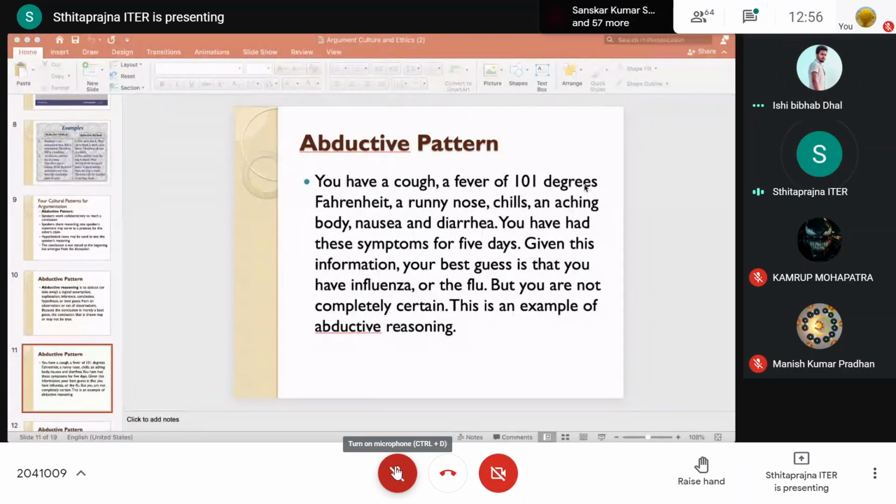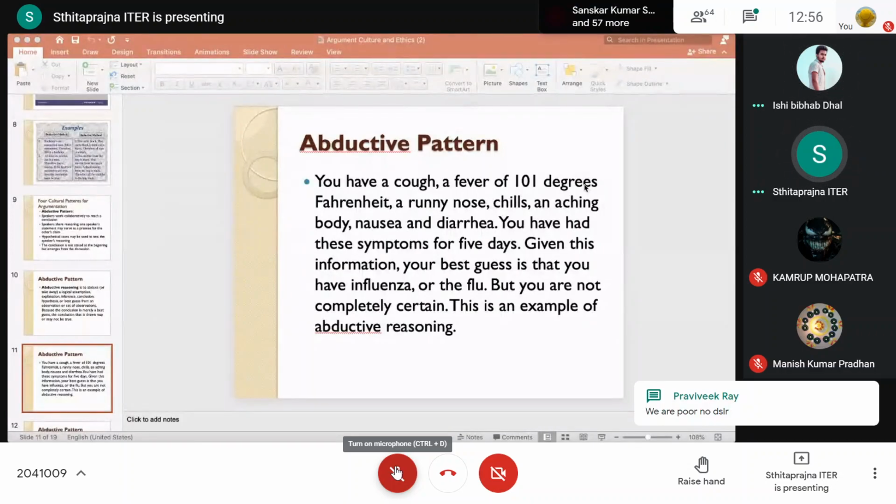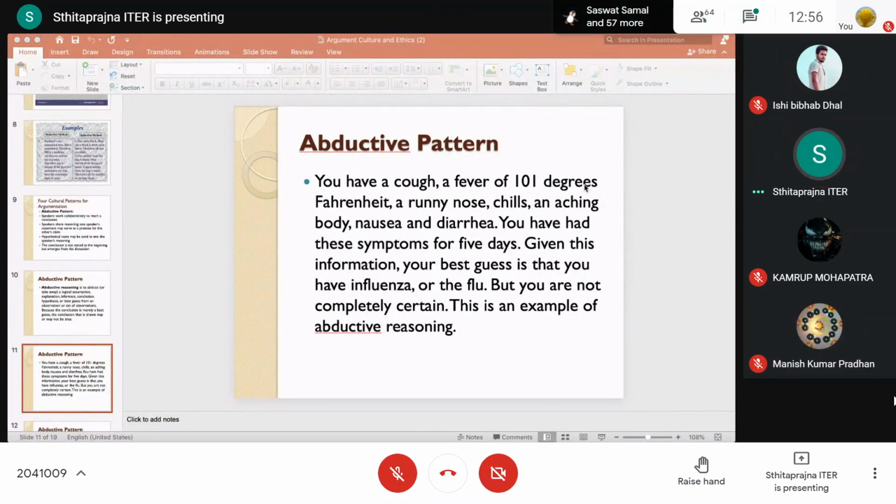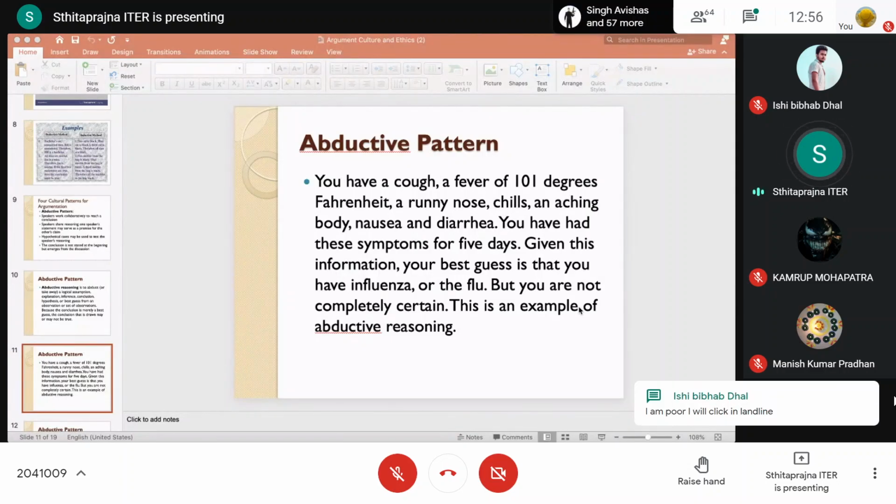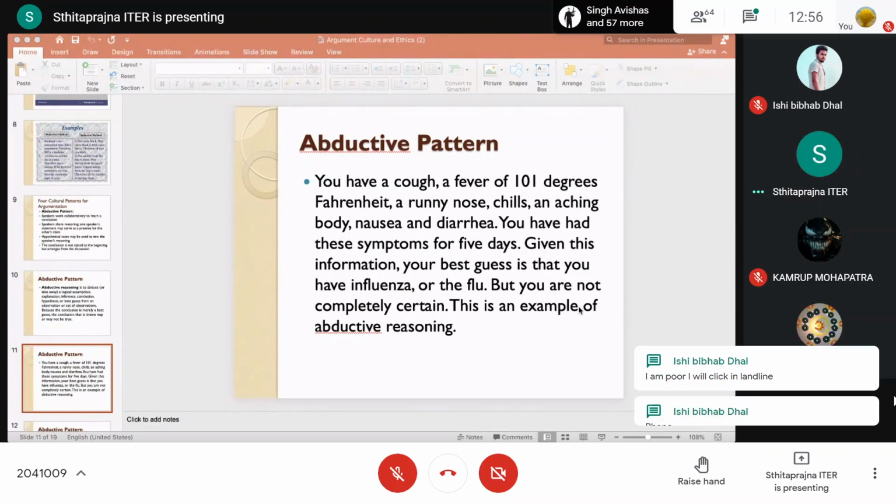Any device is okay, Ishi. Anything, whatever it is. But as Manish said, what is the need? The need is I'll be looking at how you interpret the photo. Yes, your interpretation is also important.